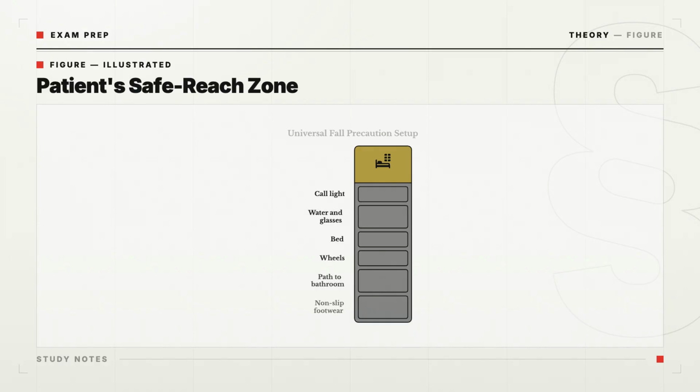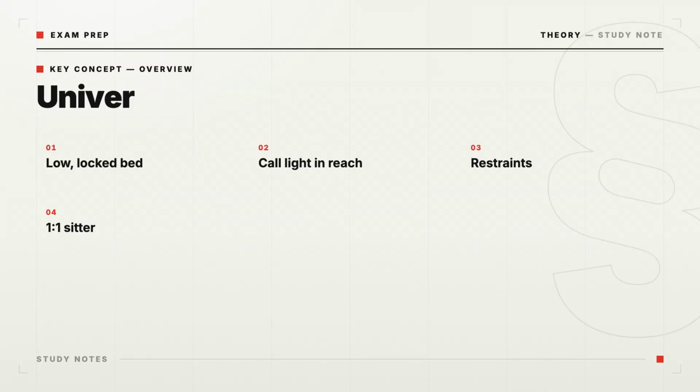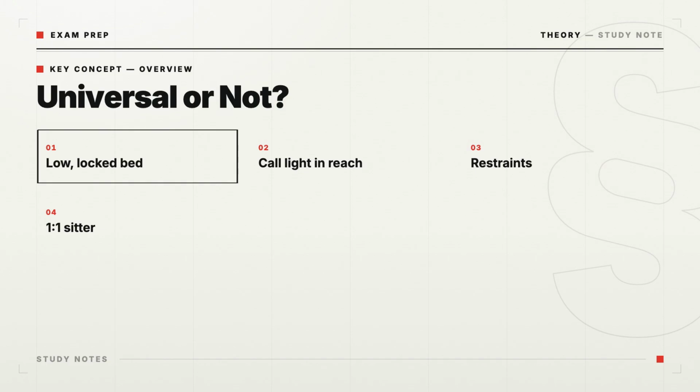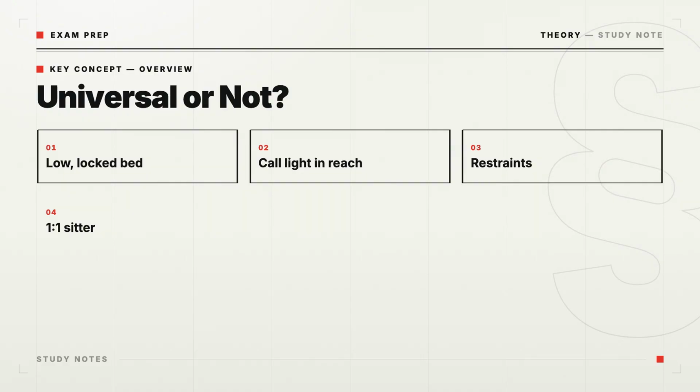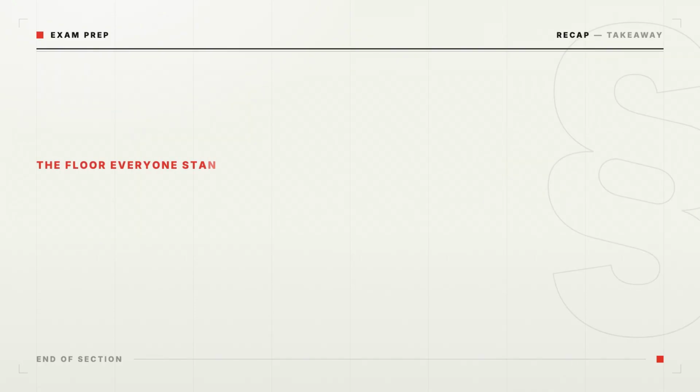The core of universal precautions is keeping the patient's world within safe reach. The call light and personal items stay close. The bed sits low with wheels locked. The path to the bathroom is clear and lit, and non-slip footwear goes on before walking. The distinction that matters is what counts as universal. A low locked bed and a reachable call light apply to everyone, but restraints require an order and can increase injury, and a sitter at every bedside isn't practical or standard. Those are targeted measures, not universal ones.